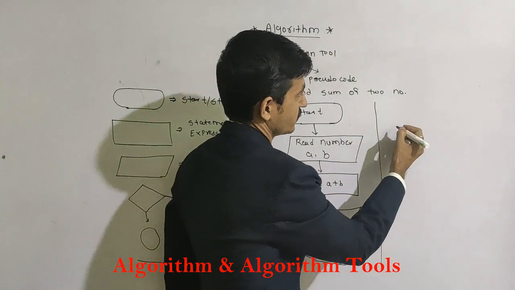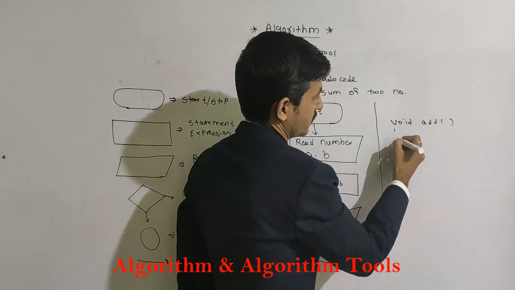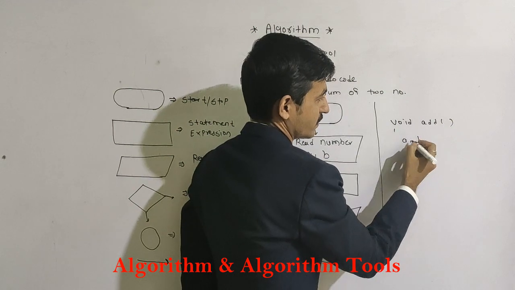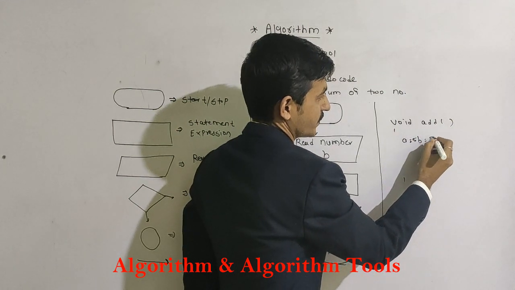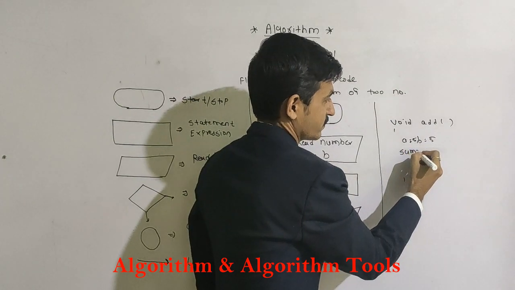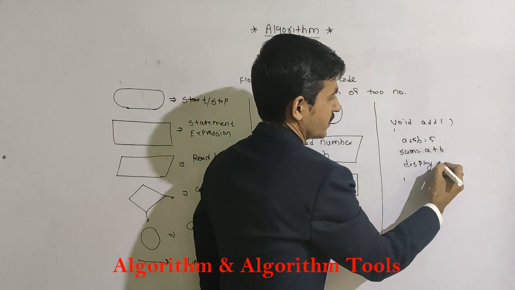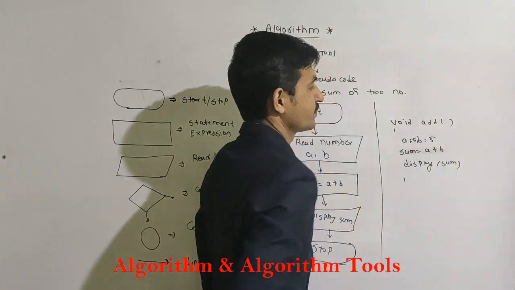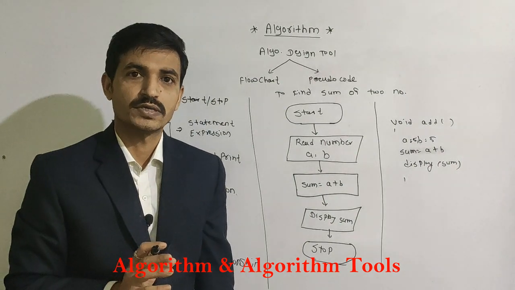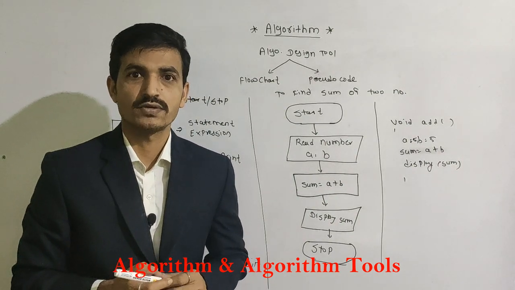So here I write the pseudocode for this particular problem. I write a function, let's say void add, with a comma b, a is equal to 5, b is equal to 5, and then I perform the sum, that is a plus b, and then I display this sum. So in this way we can write the pseudocode of the given problem. Hope you understand all these things, algorithm and algorithm design tools.